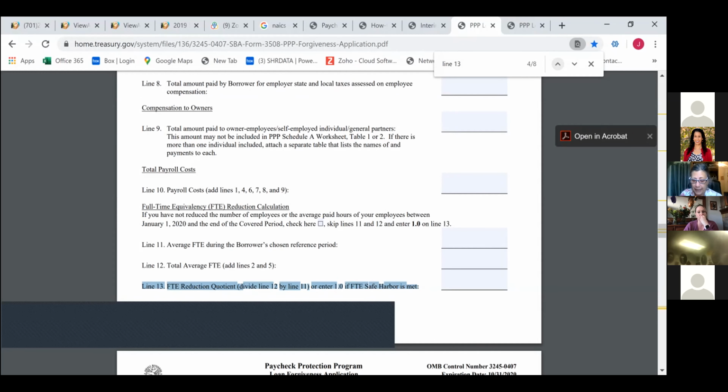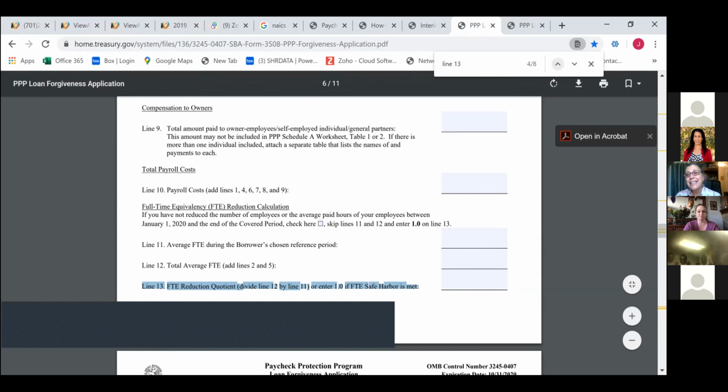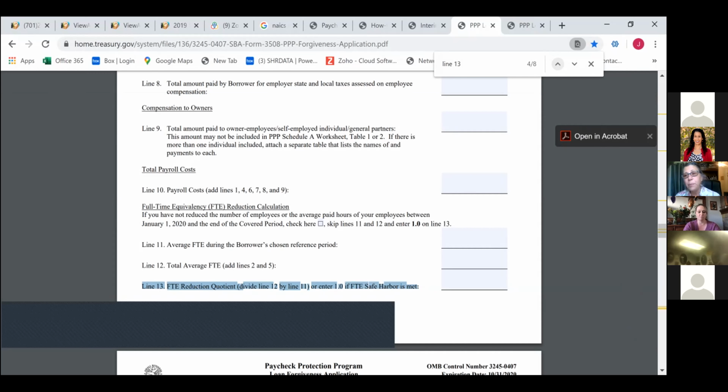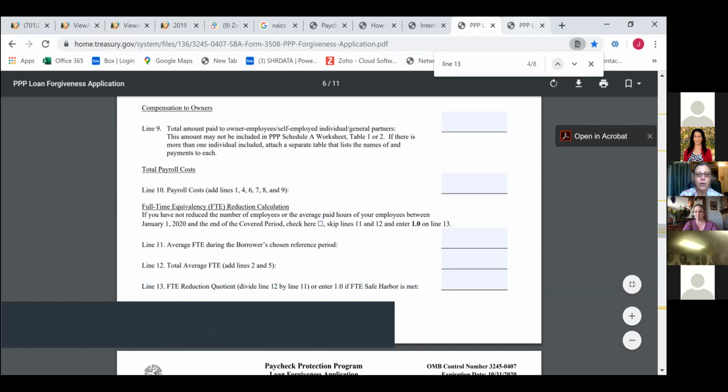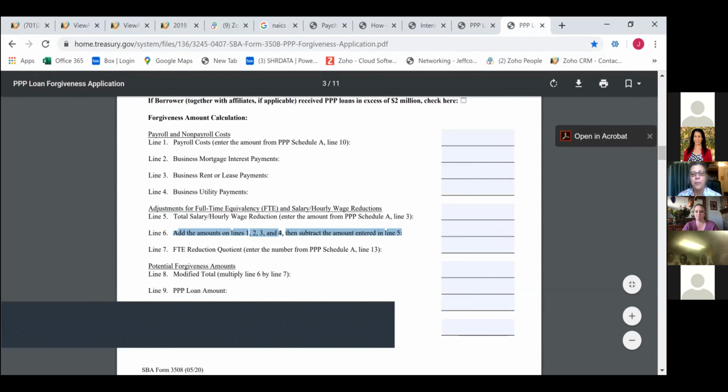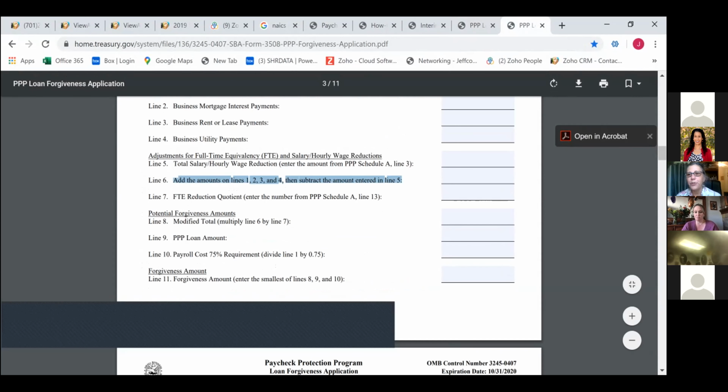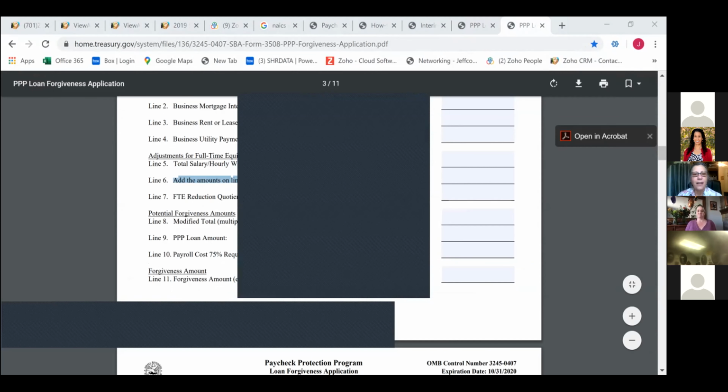Now we're going to get into line 10, which is the very complicated part, which is the 75% of this money that had to be used for those. And this is where I'm going to turn it over to Jason to talk about the 75% and how they came up with that and how you figure that. All right, Jason, can I turn that over to you now?